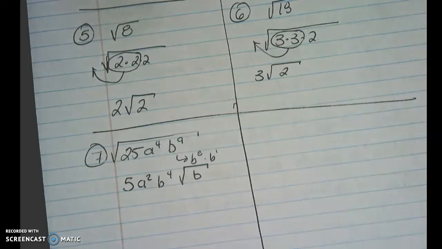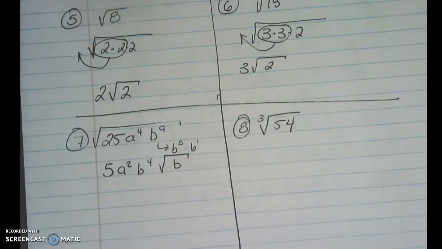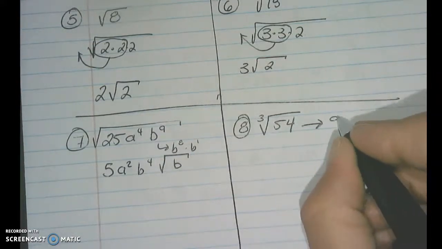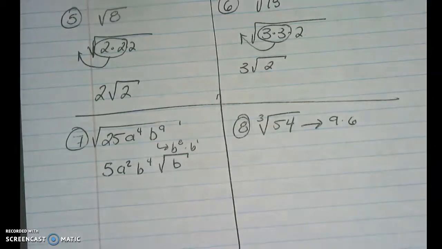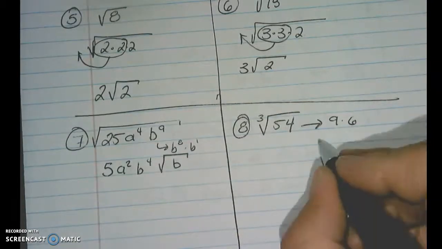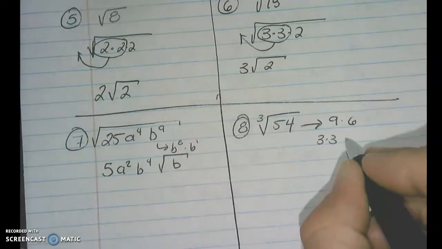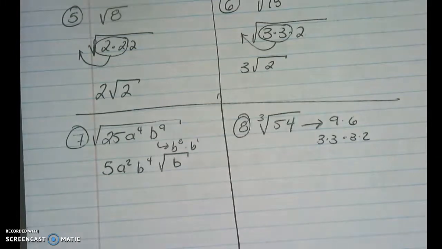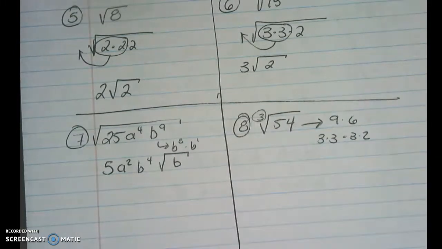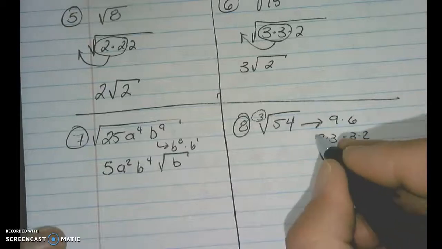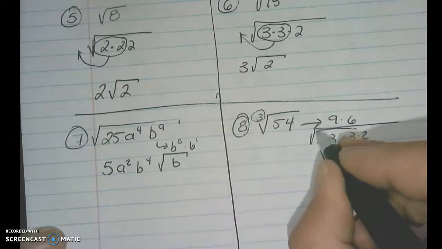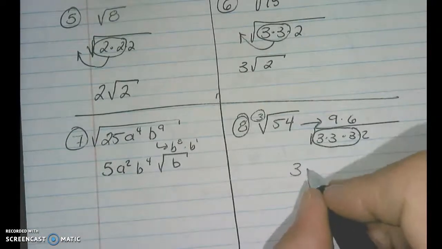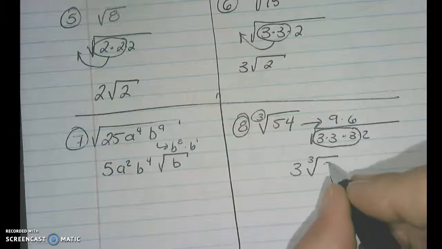Okay. All right, so question number 8, the cube root of 54. Well, I know that it's 9 times 6, right? And then 9 is 3 times 3. And then 6 is 3 times 2, right? So the index tells me to circle how many? 3. So this is still inside the radical. I'm going to circle those 3 right there. So 3 times the cube root of 2.